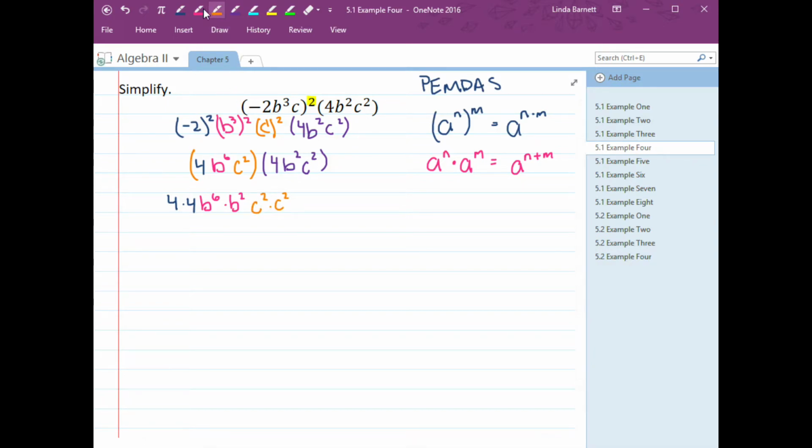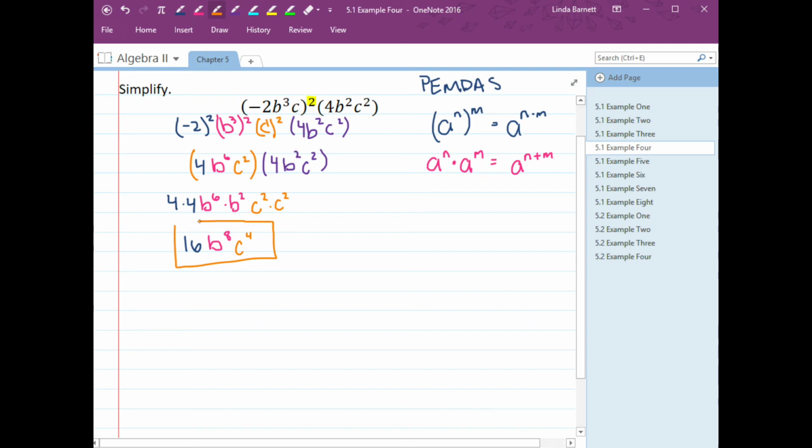squared. 4 times 4 is 16, and b to the 6th times b squared means I get to add 6 plus 2, which is going to be b to the 8th power. And then c squared times c squared is 2 plus 2 is 4, so c to the 4th power. And 16, b to the 8th, c to the 4th is the final answer.